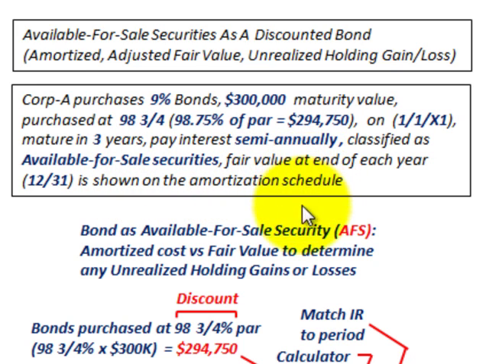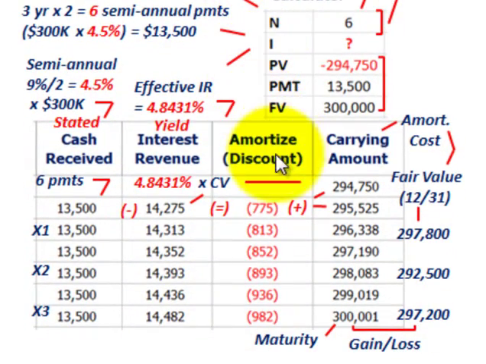Okay, so let's go down and let's first off here, the bond as available for sale security, and we'll just abbreviate that as AFS here. And that, where you look at the amortized cost versus the fair value of the bond here to determine any unrealized holding gains or losses on this available for sale security. And we're looking specifically at a bond here issued or purchased at a discount. Okay, so let's go down and look at what we're talking about here.